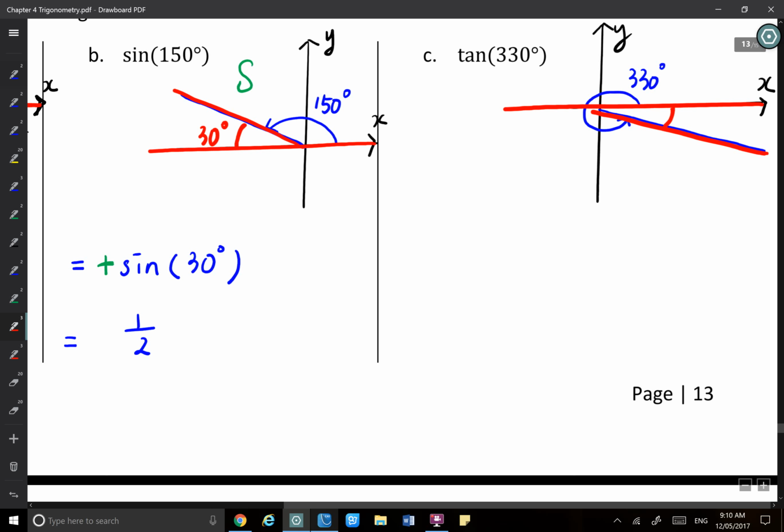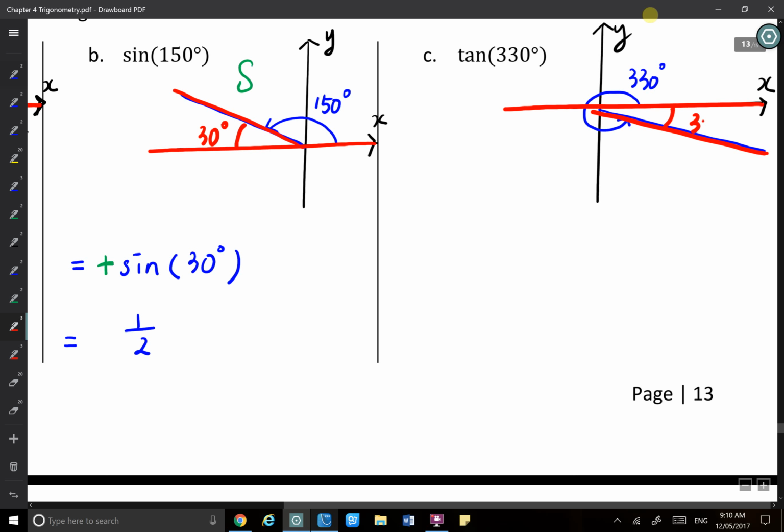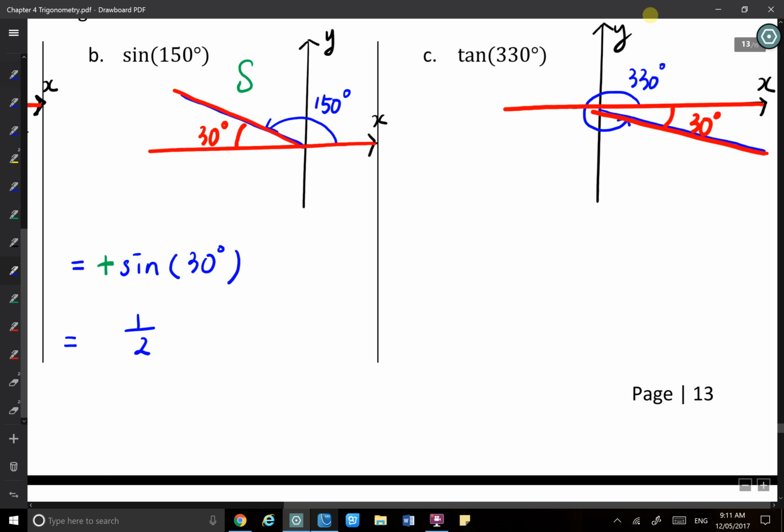You don't need to think about positive or negative for the reference angle. You just need to think about how large the actual angle is. How large is this angle? 30. The size is 30 degrees. You don't need to think about the direction, moving down or moving up. So it's just 30 degrees, and I can put that directly into tangent 30 degrees.